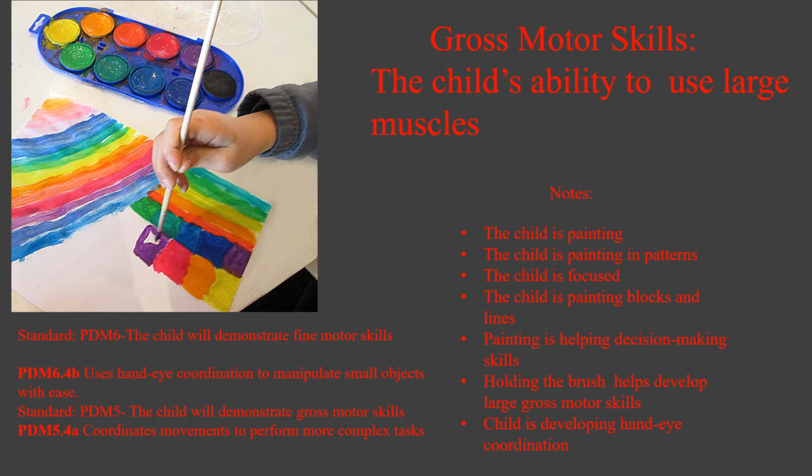Gross motor skills, the child's ability to use large muscles. The child is painting in the picture. It looks like he is painting patterns. I see squares. The child is painting blocks and lines. Painting is helping his decision-making skills. He's holding the brush, which is developing his large gross motor skills, and he's developing hand-eye coordination.